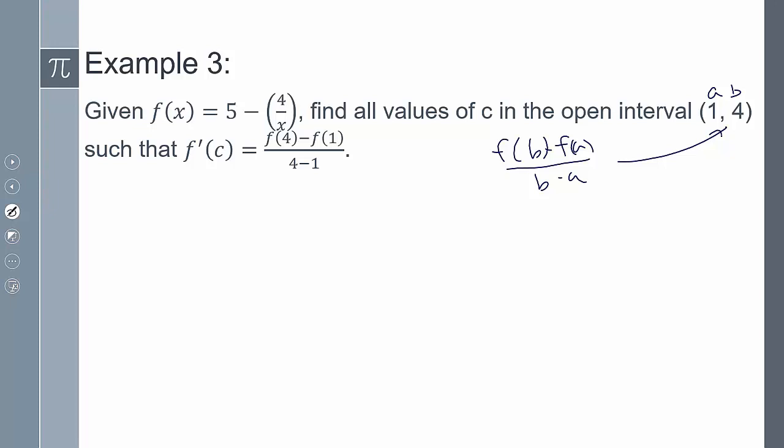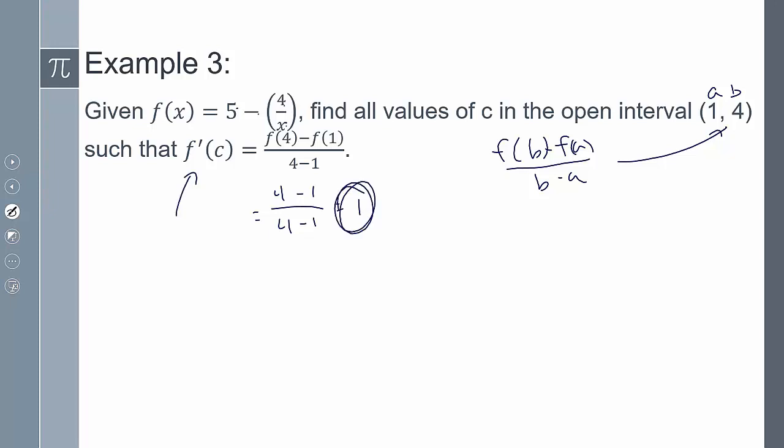So my f of 4 is going to be, if I plug in 4, that gives me 4, so 5 minus 1, which is 4. Plug in 1, 5 minus 4 is going to be 1, over 4 minus 1. And so that's going to give me 1 because you get 3 over 3.